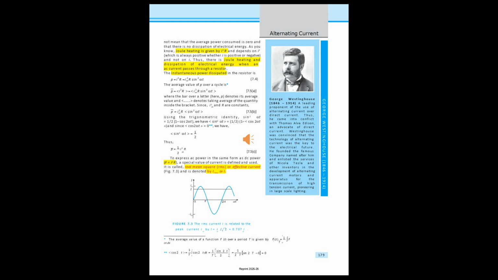To express AC power in the same form as DC power, P equal to I square R, a special value of current is defined and used. And that is called the root mean square or effective current, and that is denoted by IRMS or I.